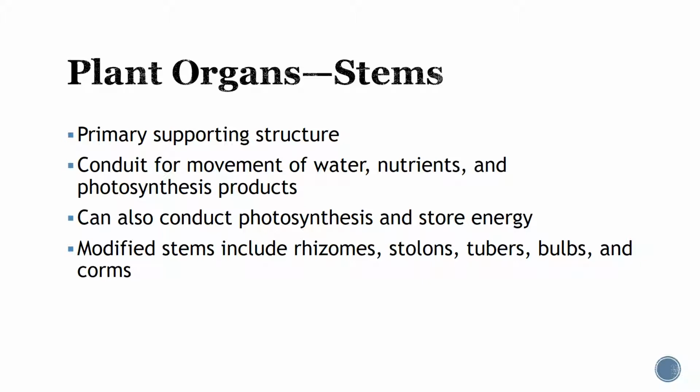Stems are very important when you look at the plant organs. Obviously, the visual thing that we see is providing structure, but stems don't get enough credit for the movement of things like photosynthesis products, water, and nutrients. Those are all very important to the structure of those stems, which can also conduct photosynthesis and store energy as well. Stems include stolons, tubers, bulbs, corms, and rhizomes, all of those different types of stems, and I'll show you some pictures of those.